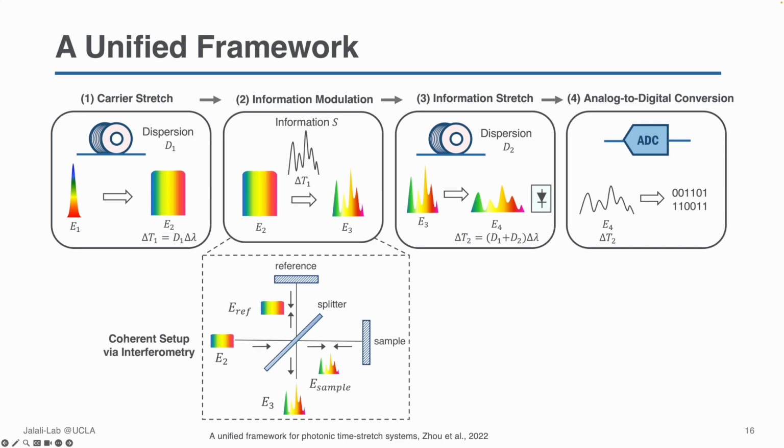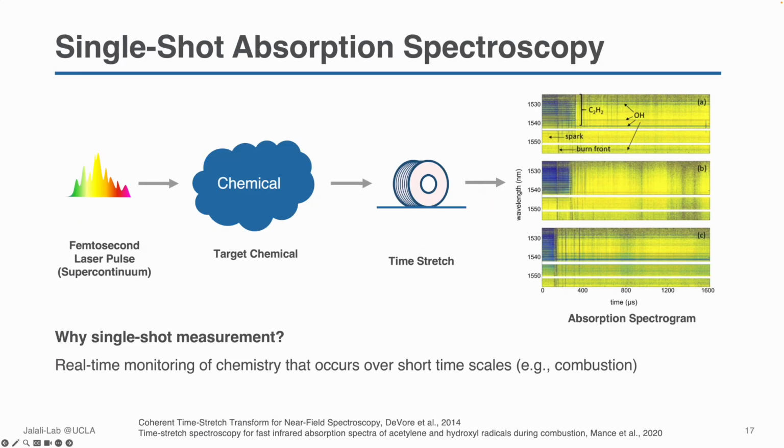When the information is digitized, it has a time aperture delta T2. The ratio delta T2 over delta T1 quantifies how much the incoming information is slowed down, and we define it as the stretch factor as shown here. It is determined by the ratio of the 2 dispersions in the system. Here I would like to dive into one application, which is the single-shot absorption spectroscopy enabled by the coherent setup of photonic time stretch, as it directly relates to the motivation and inspiration of developing algorithms later.